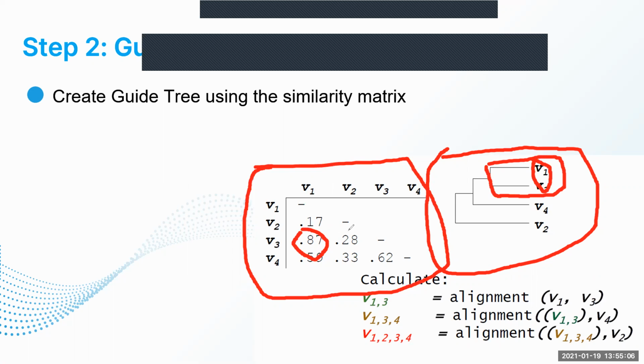Then we consider the next value, V4 with V3. It has this 0.62 value, so it should be in some place like this. We have a different algorithm for this, the neighbor joining method. I'm just giving some abstract idea. Like that, we generate this guide tree based on this similarity matrix.